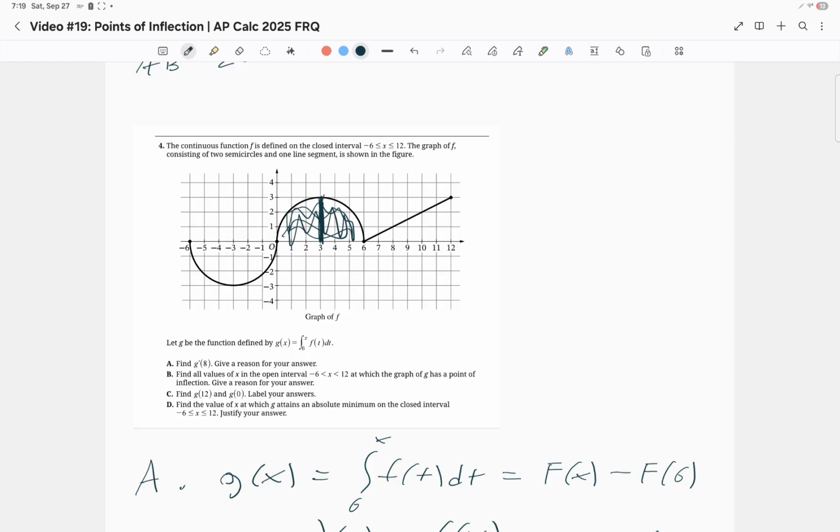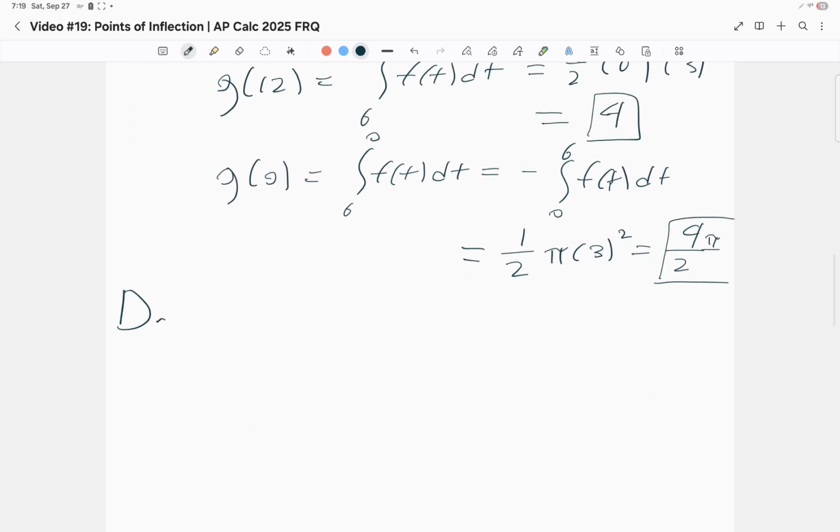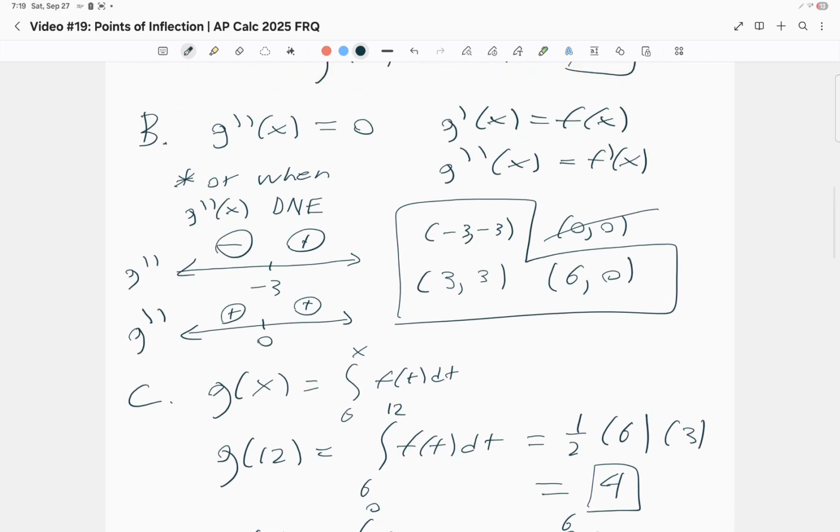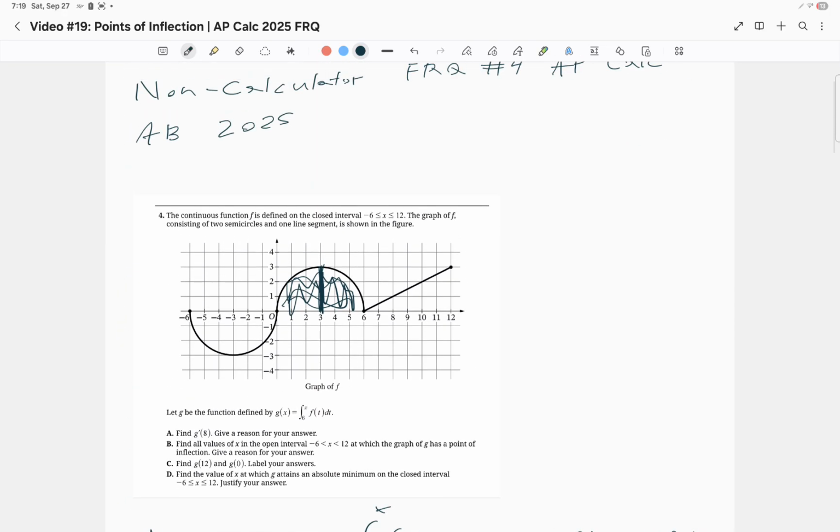So what we should be doing here is setting g prime of x equal to 0. We established that g prime of x is equal to f of x. So essentially, we want to be finding the points for which f of x is equal to 0. So what are the x-intercepts, or what are the roots of f? At what points does f cross the x-axis?